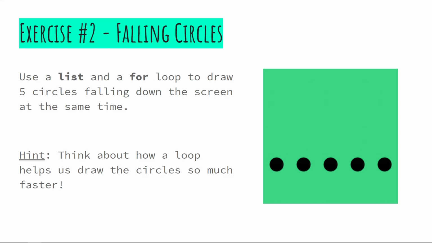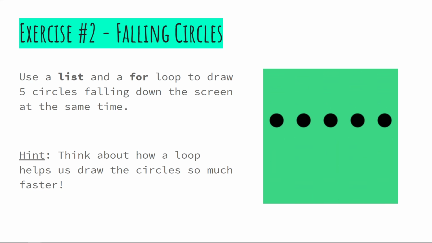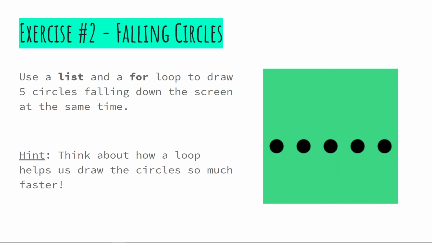So using a list and a for loop, we would like you guys to now draw 5 circles falling down the screen at the same time, and that is our second exercise for today. And you can think about how using a loop helps us draw those circles in much less code and much faster overall. And back to breakout rooms when we are ready.